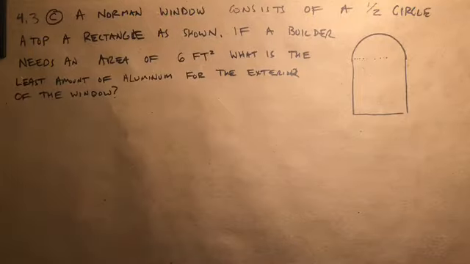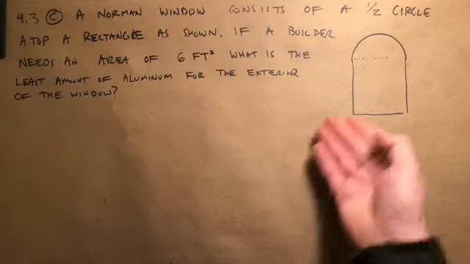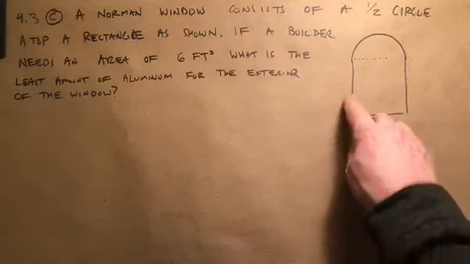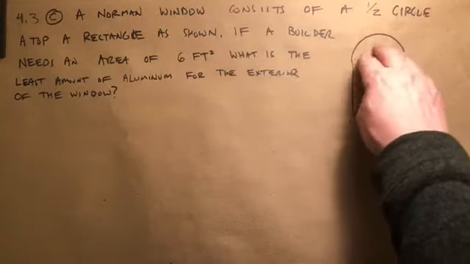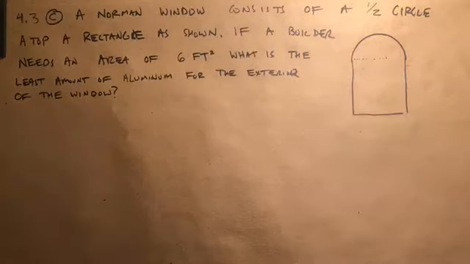Okay, friends, we have our third video in the 4.3 series, and we're talking about a Norman window, which consists of a half circle atop a rectangle as shown. Now, we should say that the outside of the window is here. I just dashed this to say that, look, it is a half circle on top of a rectangle. If a builder needs an area of 6 square feet, so that's the area of the window, what is the least amount of aluminum for the exterior of the window? And this is an optimization problem.